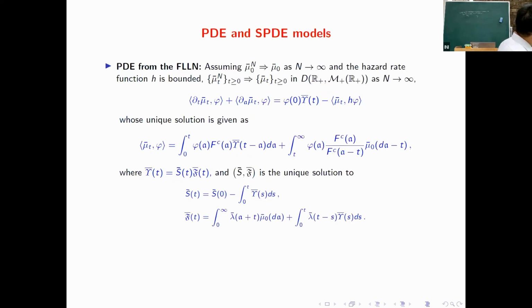All right, so here's the PDE. It turned out to be quite simple. It's a linear PDE. To prove the convergence, we have to assume that the hazard rate function is bounded. For this PDE, we can show the solution is unique, and we are able to write down the solution explicitly. It's given by this formula.